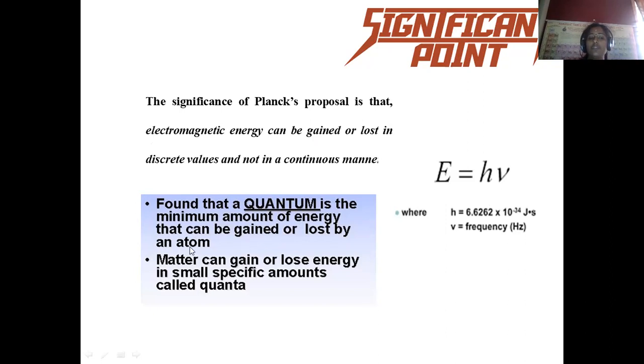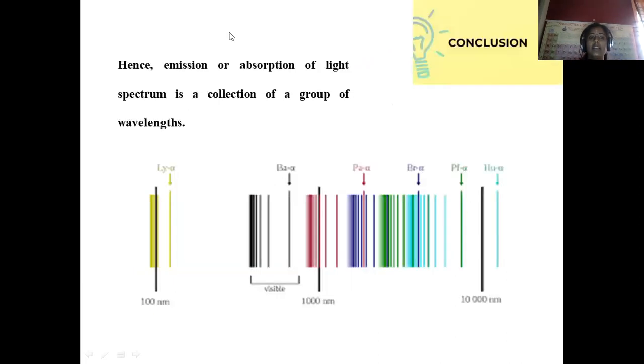So a quantum is nothing but the minimum amount of energy that can be gained or lost by an atom. Matter can gain or lose energy in small specific amounts called quanta. Instead of continuous emission or absorption, there will be certain packets either emitted or gained by that kind of atom. This is given by E equal to h nu. And hence the emission or absorption light spectrum is a collection of a group of wavelengths. Those quanta are associated with a certain wavelength.